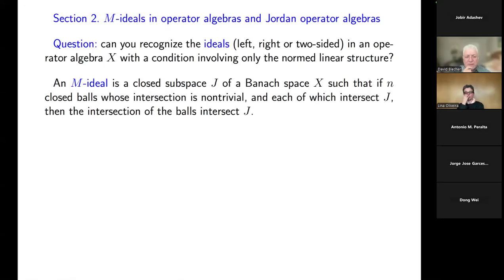So what is an M-ideal? An M-ideal is a closed subspace J of a Banach space X, such that if you've got n closed balls in the Banach space whose intersection is non-trivial, and each of these balls intersects J, then the intersection of the balls intersects J. If you think about that condition, it only involves the normed linear structure. Nothing else is needed to define these M-ideals in a Banach space.